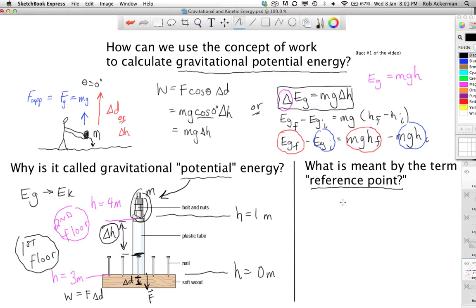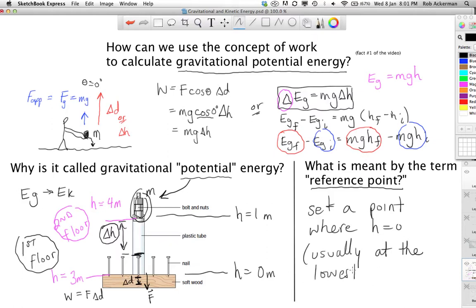So when you're solving one of these problems, since it doesn't really matter where you are in an absolute sense, what we do is we set a point in the problem where h is equal to 0. And this is usually done at the lowest point in the problem. So when you're solving any problem involving gravitational potential energy, you have to, before you start solving it, look for where is the lowest point that anything is going to happen in the problem. And that's where we set the h equals 0. So for me on the first floor, the lowest point is the ground, let's say. So I'm going to call that the h equals 0 point.